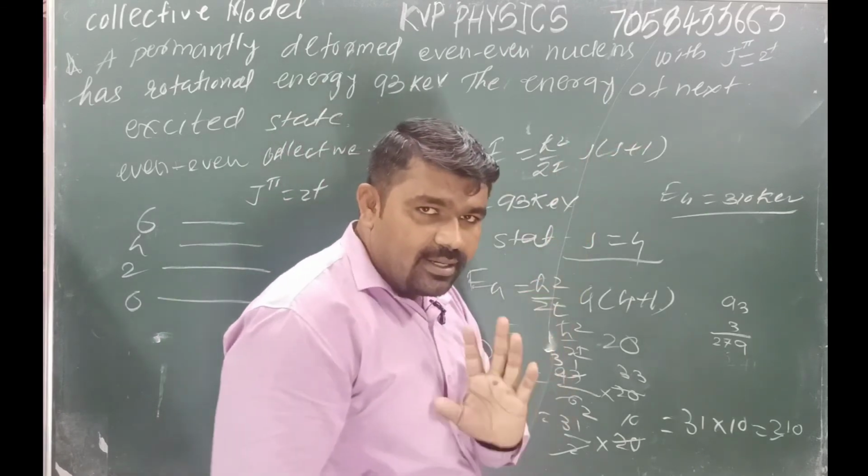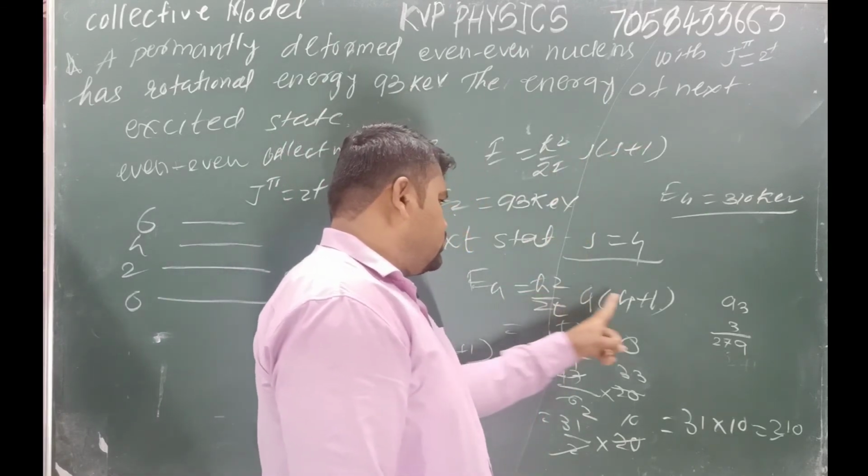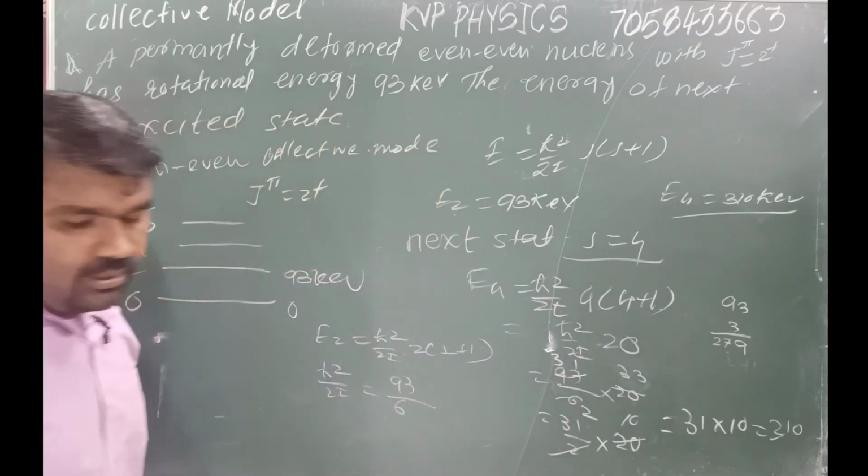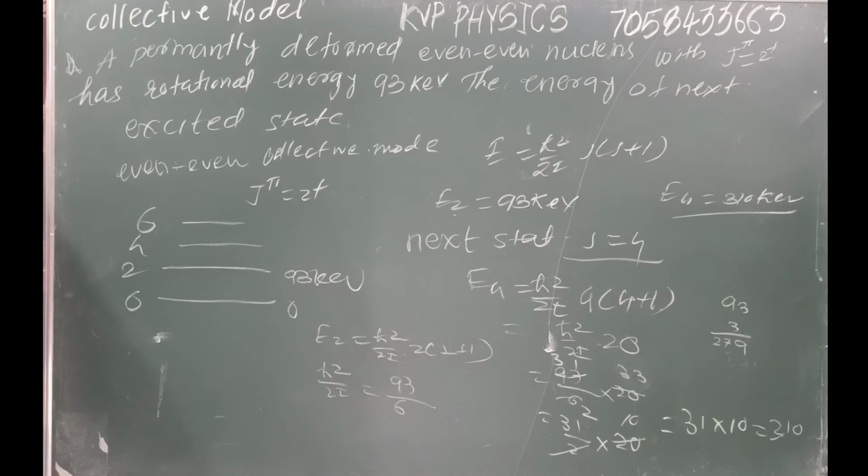We need to find out what is the energy for J is equal to 4 values. Substitute here, substitute ħ² upon 2I value. We are getting the direct answer for this question.